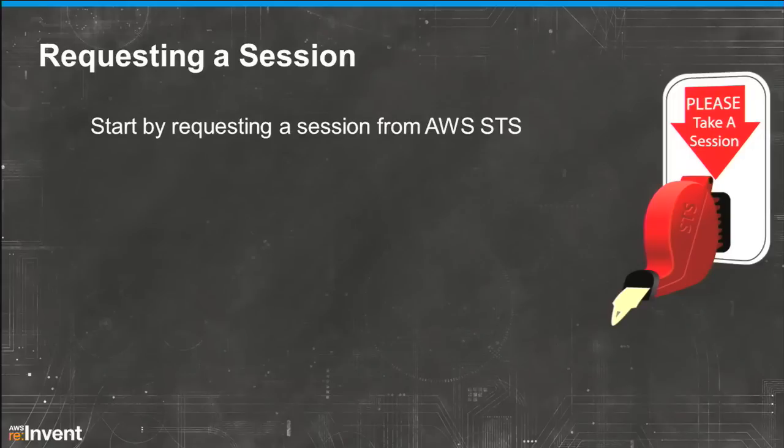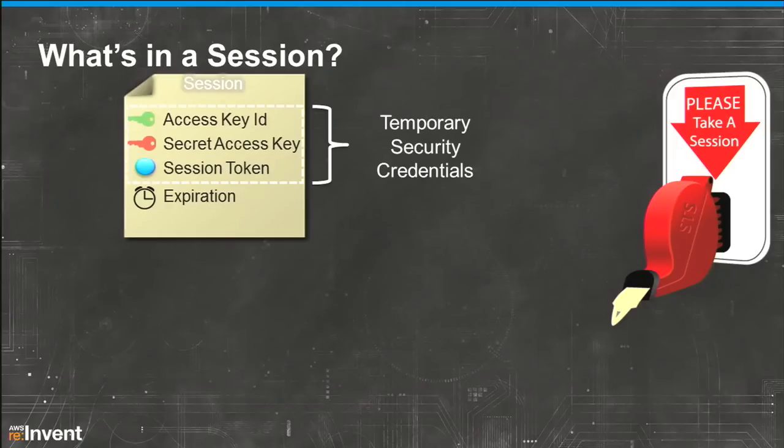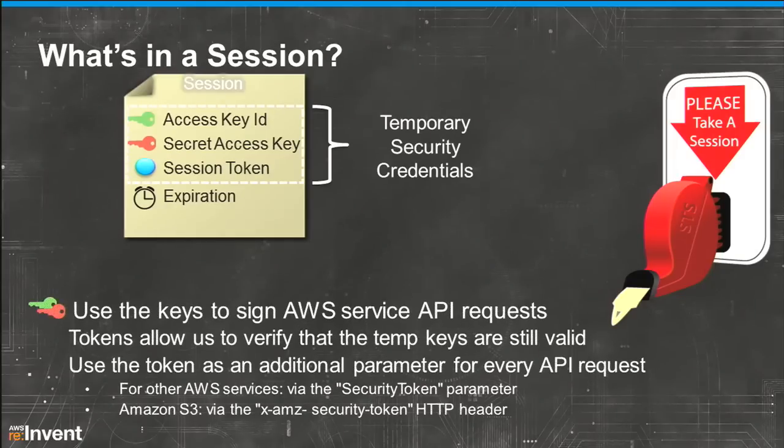This is how it works. You start by requesting a session from STS. When you get back the session, it has a certain number of elements in it. The three elements you want to be aware of are the access key ID, the secret access key, and the session token. I'll refer to these as temporary security credentials throughout the presentation. You use these keys to sign AWS API requests.